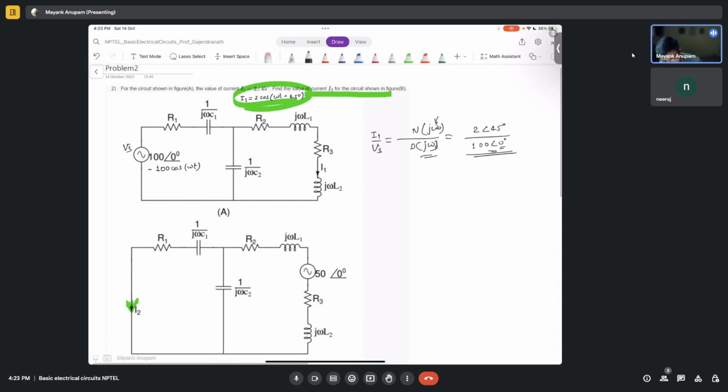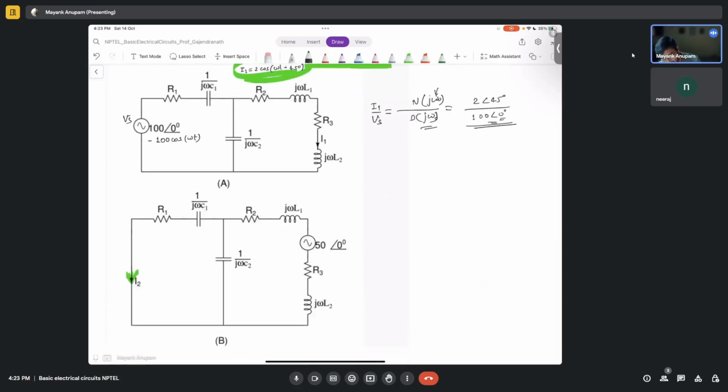Now based on this, you have to find out a voltage. You see, the location of the voltage source has changed, right? The voltage source and current are changed in the second figure. So what do you think you should do?